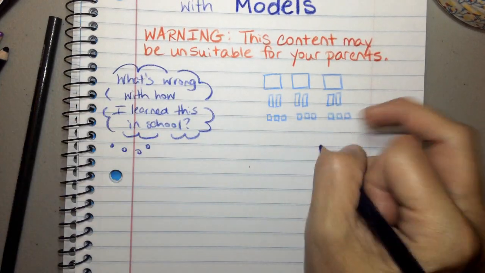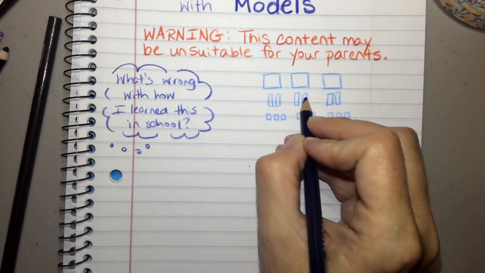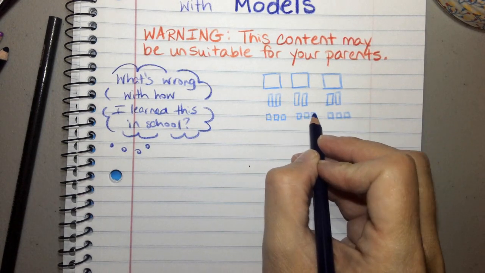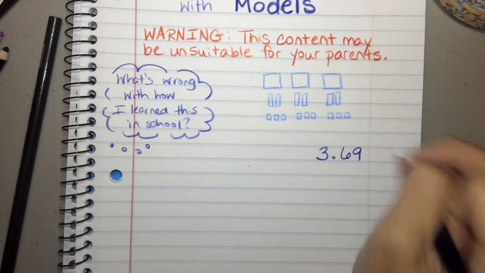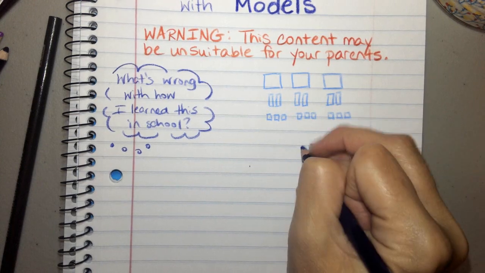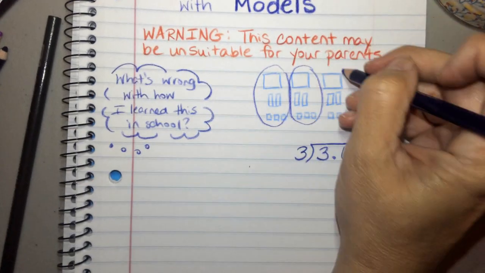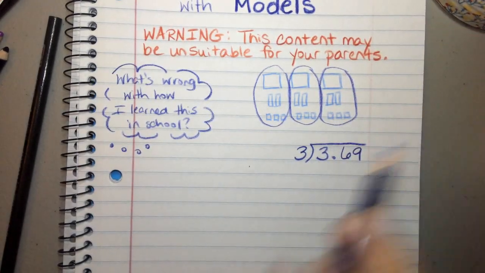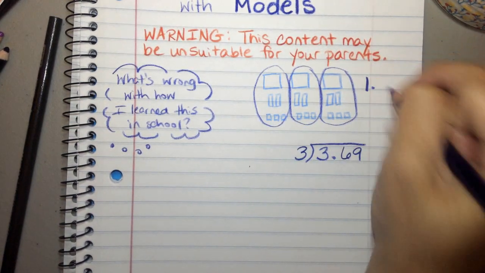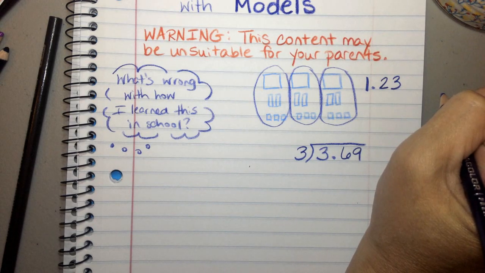And so the number that I have here is 1, 2, 3, 1, 2, 3, 4, 5, 6, and 60, 1, 2, 3, 4, 5, 6, 7, 8, 9. 69 hundredths. Okay, and I'm going to divide this number by 3. So I'm going to make 3 equal groups, and I kind of drew this so that it would be 3 equal groups. And now I look and I see that in each group I have 1 whole, 2 tenths, and 3 hundredths. 1 and 23 hundredths.